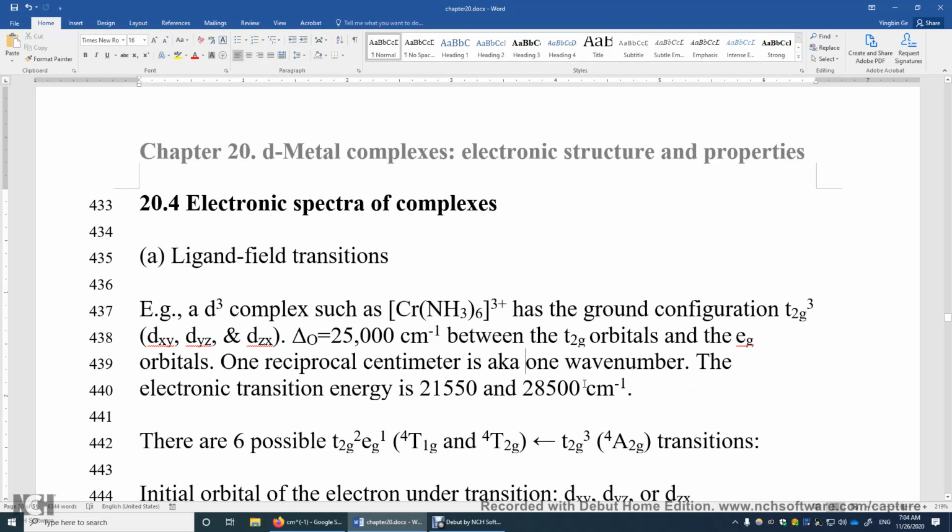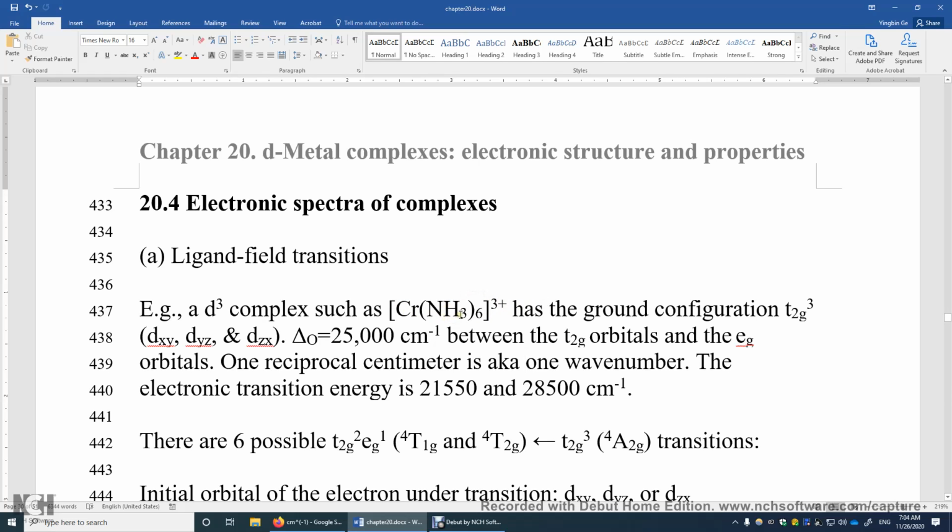Section 20.4 Electronic Spectra of Complexes. Subsection A, Ligand-Field Transitions. Let's look at this example. This is hexaammine chromium(III).